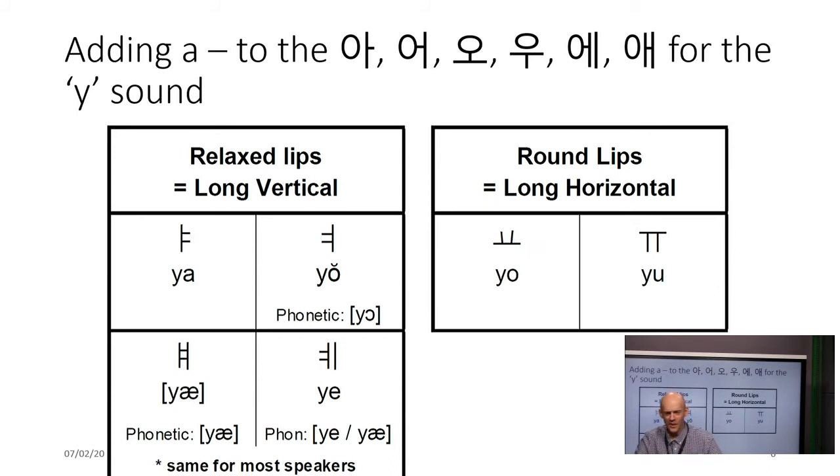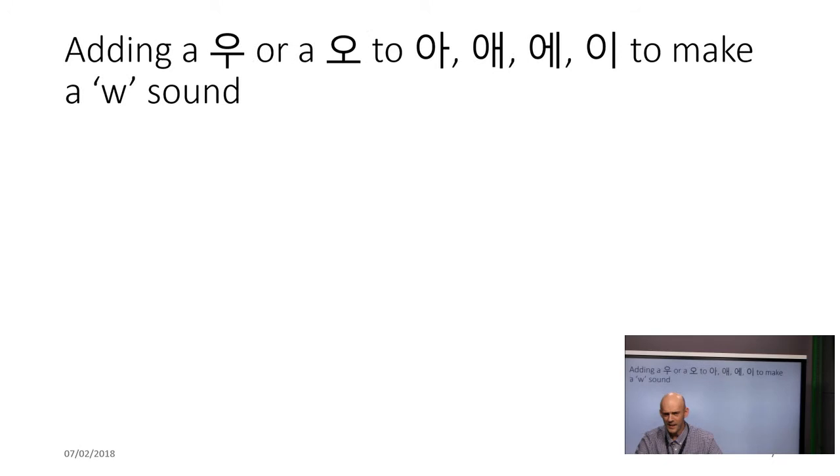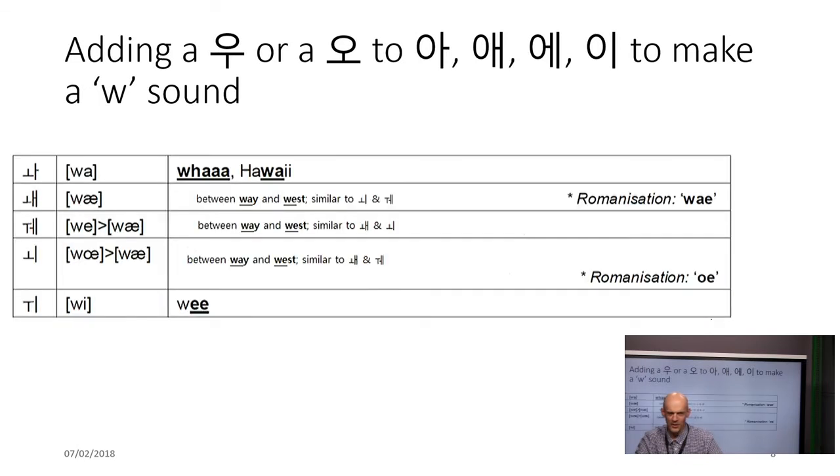Okay, another sort of principle, if you like, is how you pronounce the W sound. So by adding a U or O to A and E, you make a W sound. I'm just going to pronounce the first one, the second, and the third if you go from top to bottom. So the first one, wa. Second one down, where.